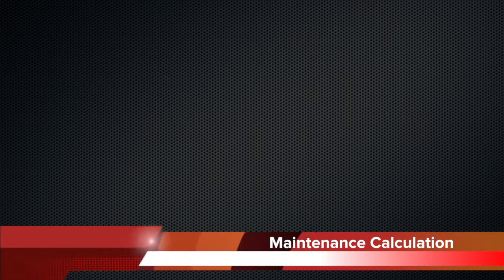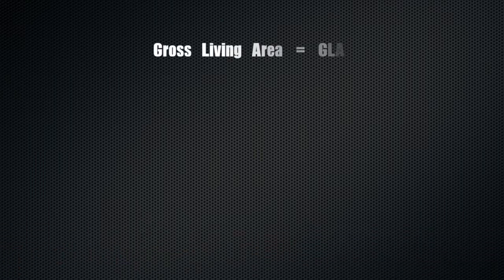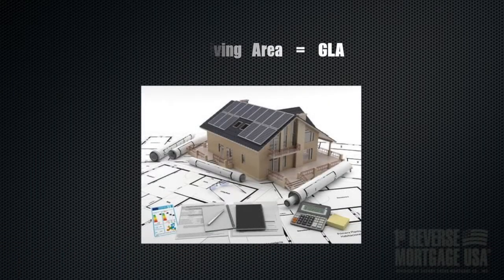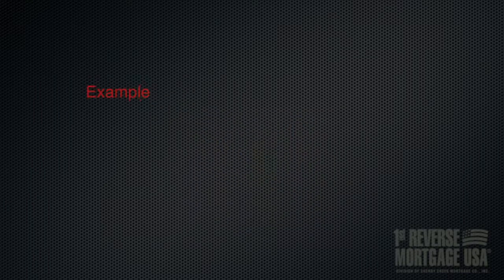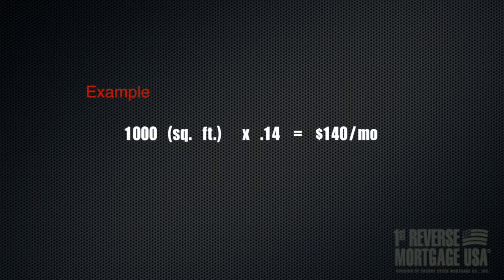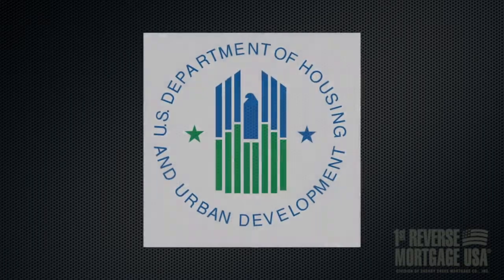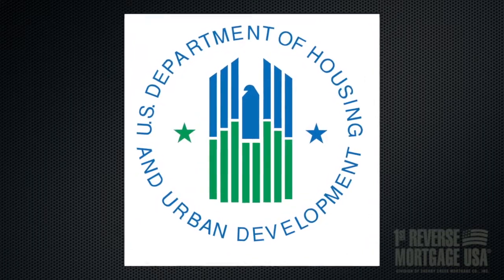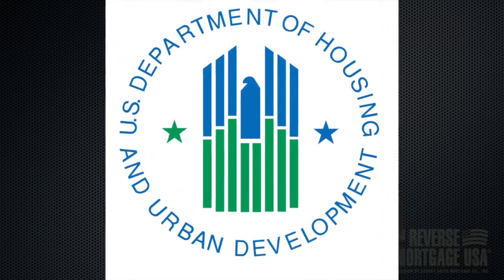Let's take a look at figuring out the gross living area, also known as the GLA. The GLA is defined as the total square footage that is habitable. The GLA is multiplied by a value of 14 cents. That figure equals the monthly maintenance cost. This factor of 14 cents per square foot is established by HUD to estimate the cost of average home maintenance.